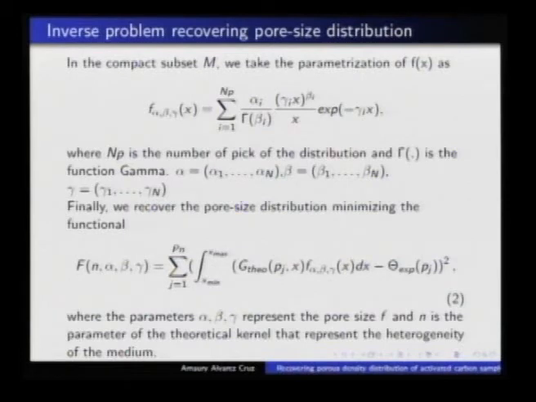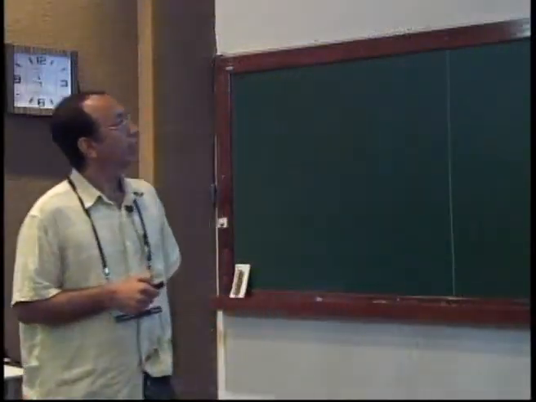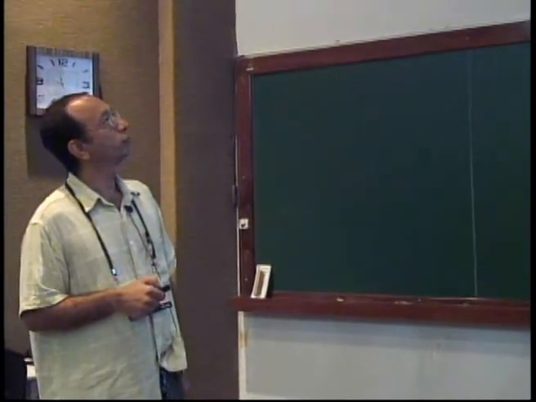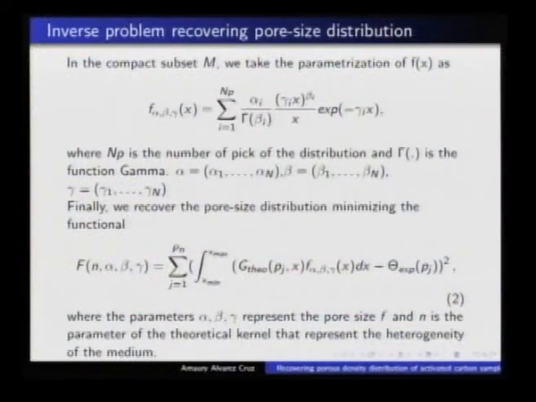To be more precise, we take a parameterization of the porous size distribution in this way. This function is like the sum of several peaks, where each peak is related with the inflection point in the isotherm curve. Finally, we need also to estimate the parameters alpha, beta, gamma, and also some parameters of the kernel, such as the heterogeneity surface of the porous medium.